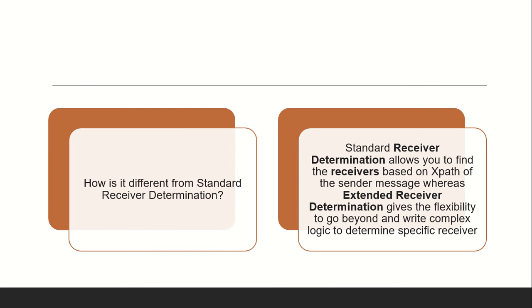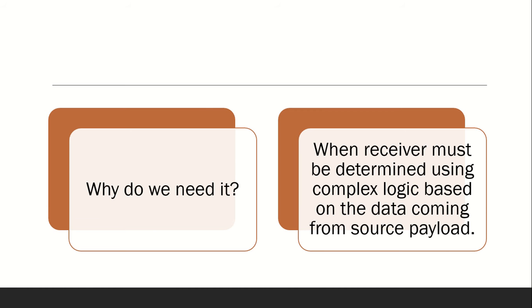So whenever you are going for a complex logic instead of XPath based receiver determination, you need to use extended receiver determination. It gives you a huge flexibility to write any complex logic that you want to have in place to determine the receiver. You can do that using extended receiver determination. When do we need it? So as I said in the previous slide, whenever your receiver determination has to be based on a complex logic, you need to go for extended receiver determination.